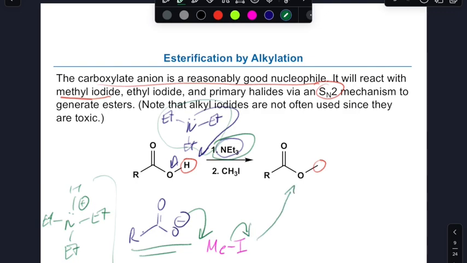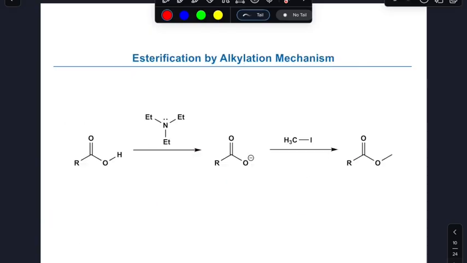Now, one thing of note: typically alkyl iodides are the only molecules that we can use in these cases. It really does require very good electrophiles, so we're pretty limited about the type of carbon structures we can add. So here is just the overall mechanism drawn out.